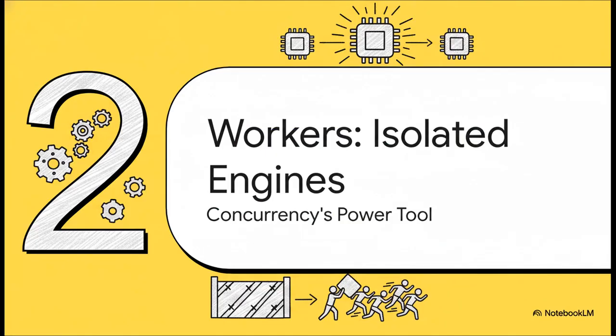Okay, so if the main thread can't ever be blocked, that begs a huge question. What do you do with the really heavy CPU grinding work? The answer is workers. This is JavaScript's secret weapon for true parallelism. But here's the catch, and it's a big one. They come with a very specific and kind of challenging rulebook.